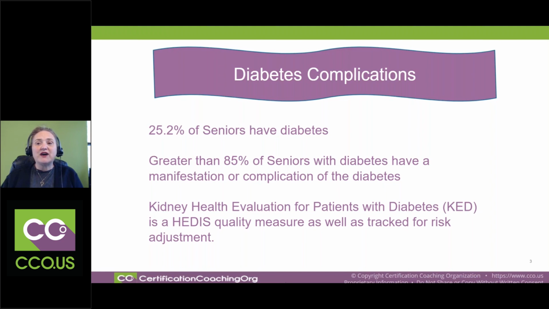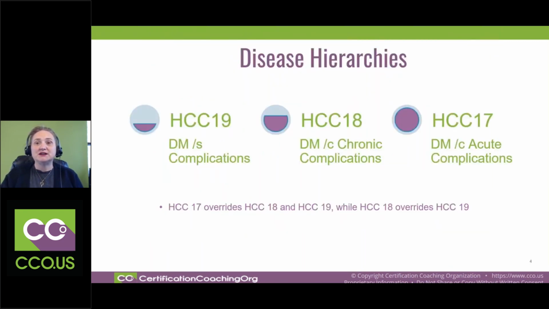The Kidney Health Evaluation for patients with diabetes, which is called KED, actually is a HEDIS quality measure, and a lot of large facilities are going to this process for tracking diabetes. It's KED, Kidney Health Evaluation. You might want to look it up. It changes some of the metrics, and it also tells these providers what tests need to be done every year for your patients that are diabetics to make sure that you're capturing any complications. So that might be something that you want to have in your knowledge base.